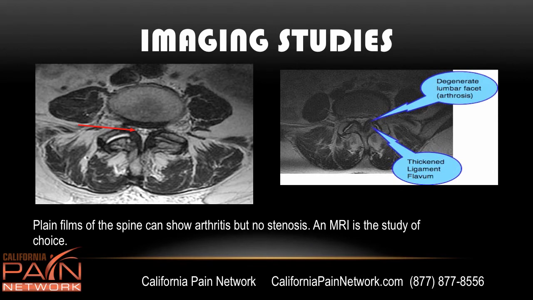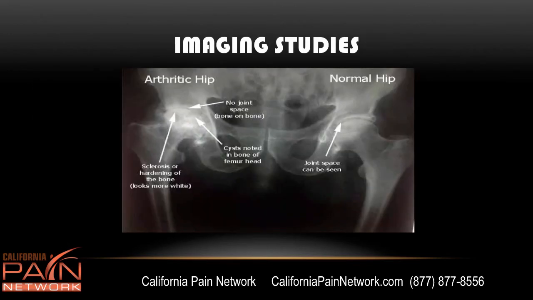Imaging studies can also be helpful. This is a cross-section of a spine that has a lot of spinal stenosis. Normally this is circular. With all the arthritis, you have a triangular format. And then here you have overgrowth of arthritis and difficulty with these nerve roots getting out. So an MRI really is the study of choice when looking at the lumbar spine.